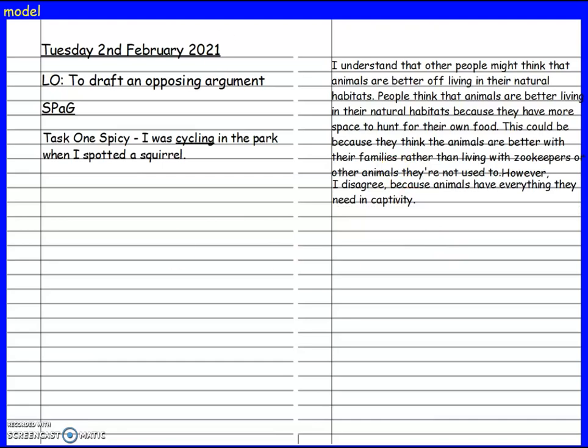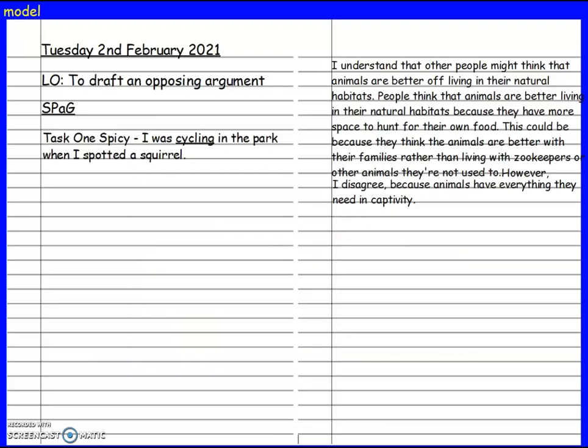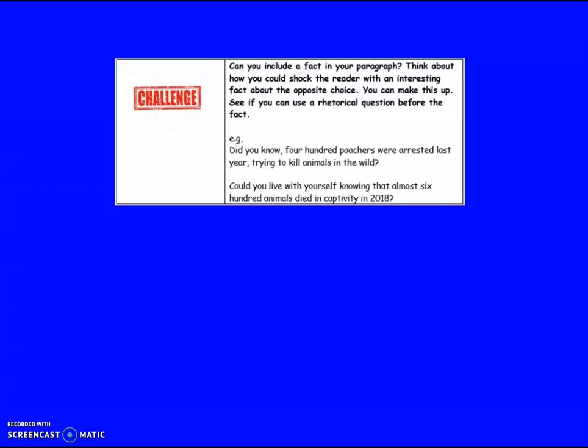Okay, so I want you to have a go. If you're doing hot, I want you to fit a quote in there. Make sure you're using conjunctions to expand your sentences. I want as much information in there as you can get. And I want to see exciting vocabulary, okay? Get some adjectives in there and use synonyms, okay? If you've written a word, think, can I make that word sound more exciting? Can I change that word so it's a little bit more exciting? Okay, then let's have a look at today's challenge.